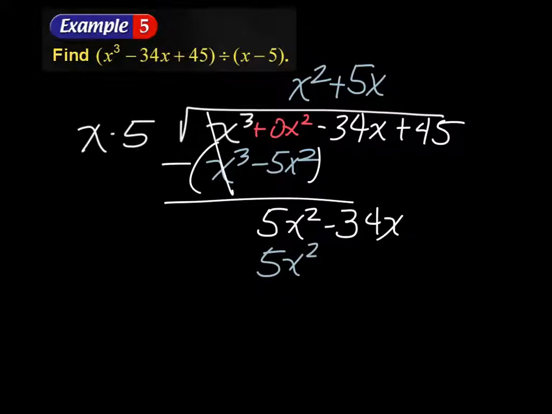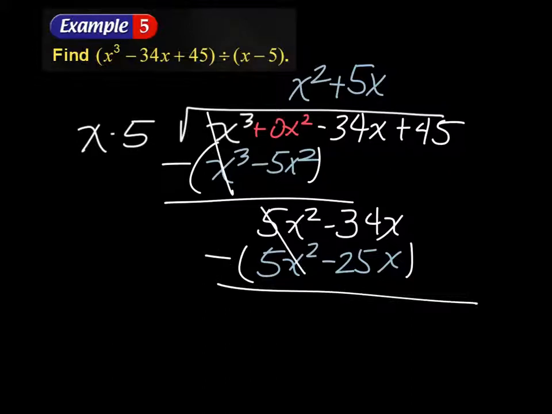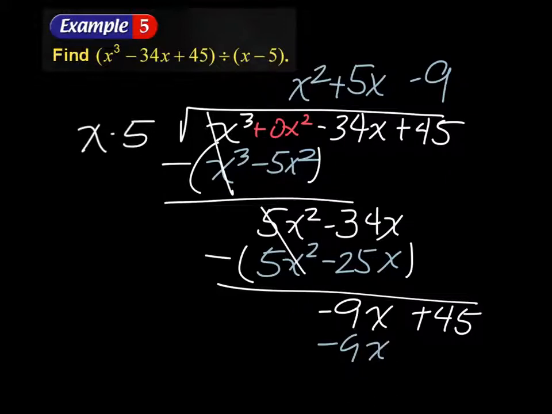5x squared minus 25x, and we subtract. Minus negative is a plus, so 34 plus 25, negative. It's going to give us negative 9x, bring down the last term. And again, we ask ourselves, what do I need to take x times to get negative 9x? Negative 9. And negative 9 times x is negative 9x. Negative 9 times negative 5 is positive 45. And we have no remainder.